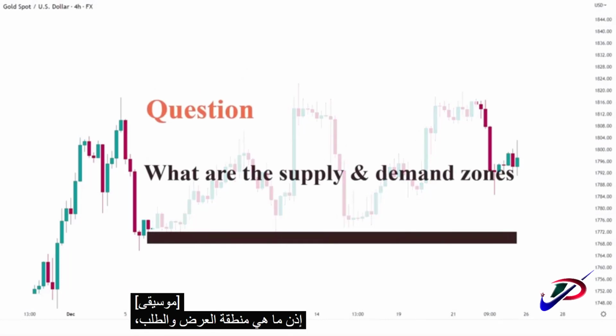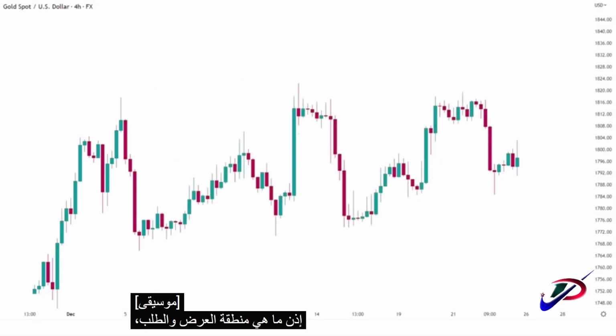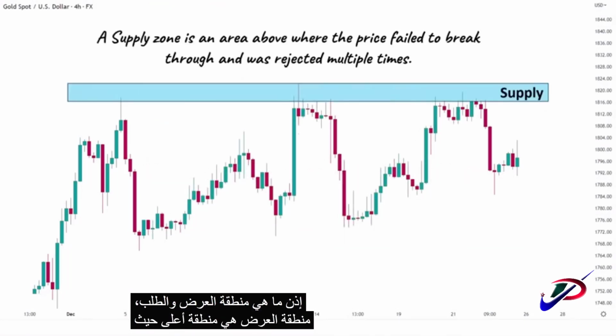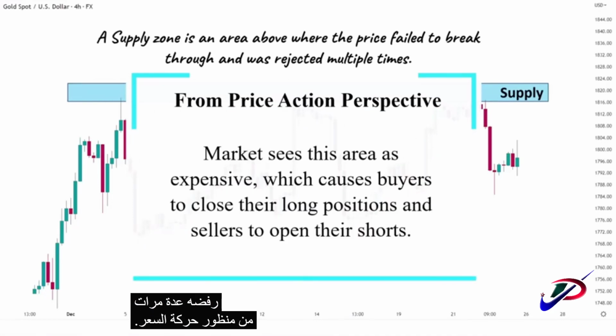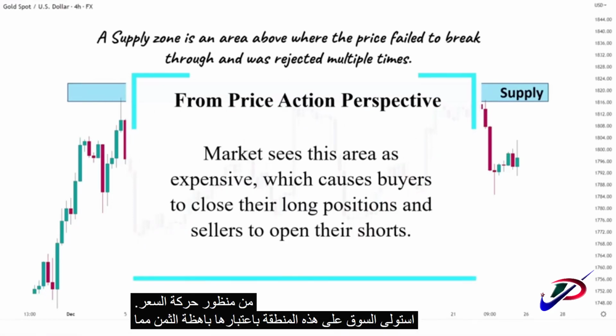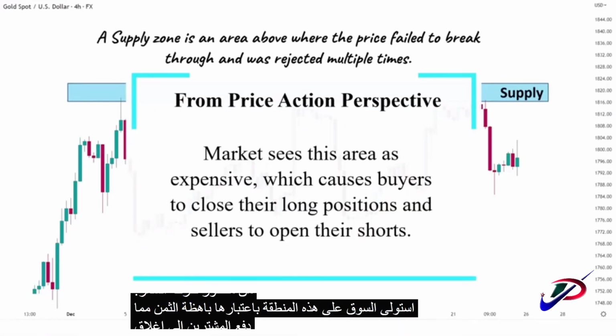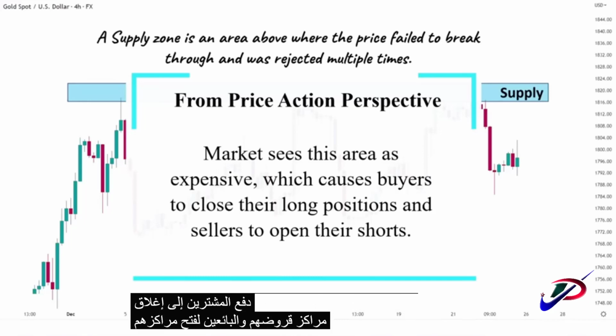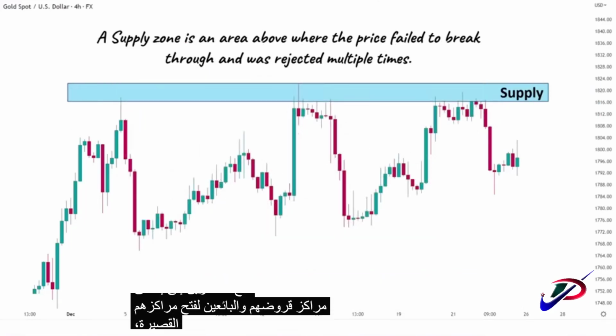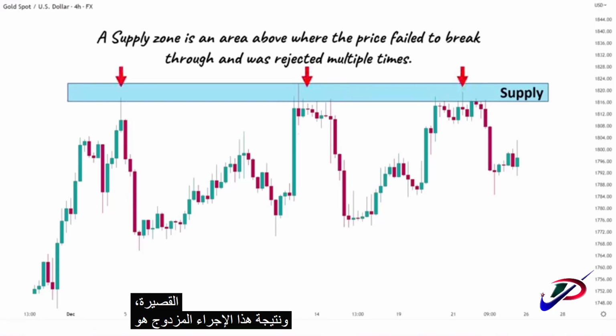So, what is the supply and demand zone? A supply zone is an area above, where the price failed to break through and was rejected multiple times. From the price action perspective, the market sees this area as expensive, which causes buyers to close their long positions, and sellers to open their shorts. The outcome of this double action is what makes the price reverse from the supply area.